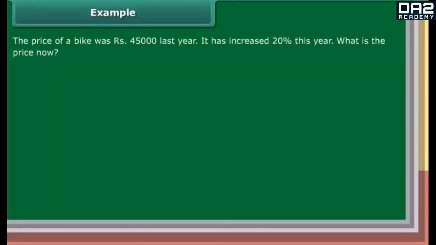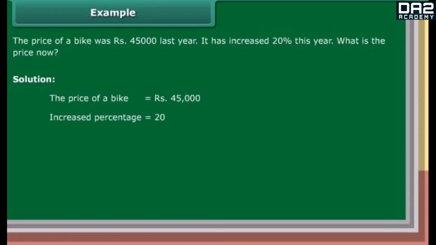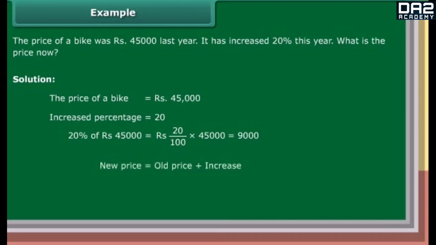Example. The price of a bike was rupees 45,000 last year. It has increased 20% this year. What is the price now? Solution. The price of the bike is equal to rupees 45,000. Increased percentage is 20. 20% of 45,000 is equal to rupees 20 upon 100 into 45,000, which is equal to rupees 9,000. New price is equal to old price plus increase, which is equal to rupees 45,000 plus rupees 9,000, which is equal to rupees 54,000.